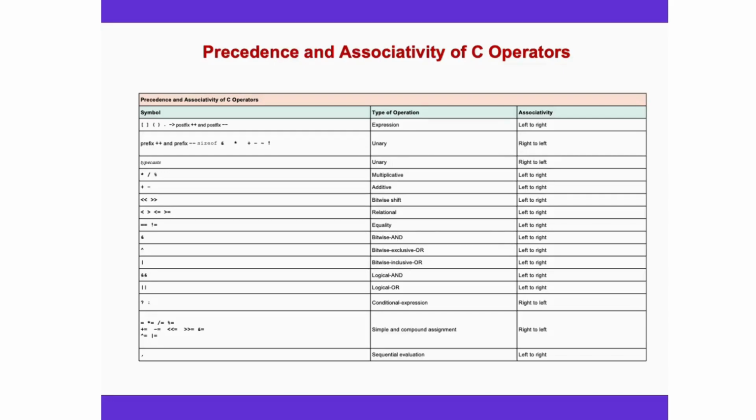The first row has the highest priority, the second row has the next priority, the third row the next priority, and so on. The second column gives the type of operation; it may be expression, unary, multiplicative, additive, parenthesis, and so on. The third one is associativity, whether it is left to right or right to left. A particular arithmetic expression works based on left to right or right to left, decided by the symbol.